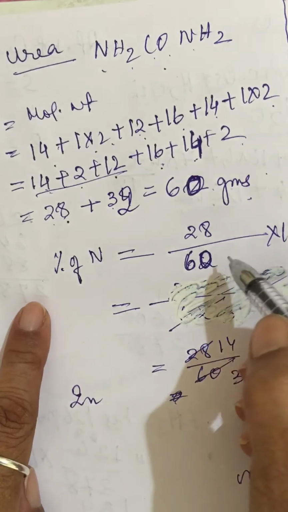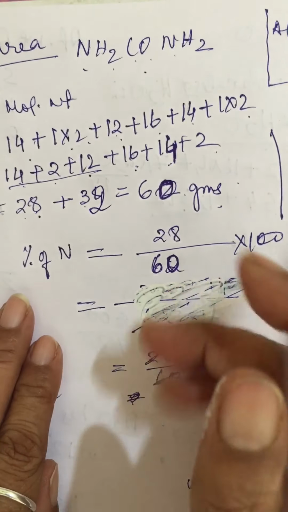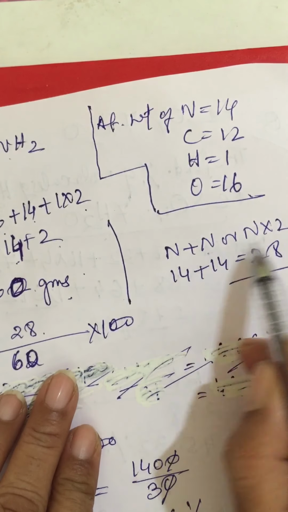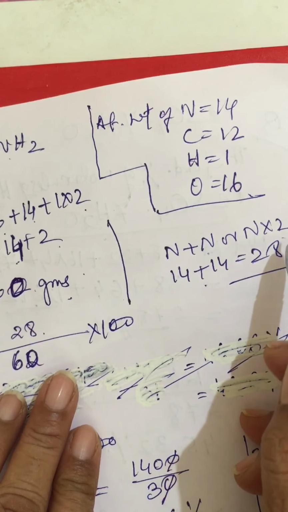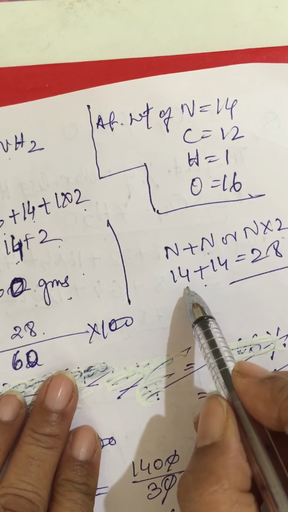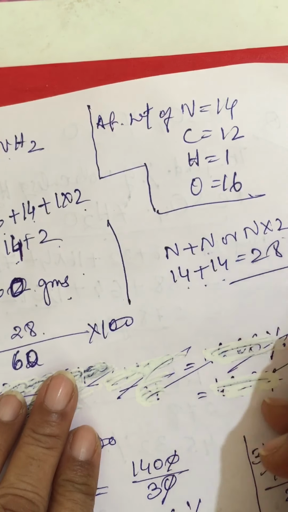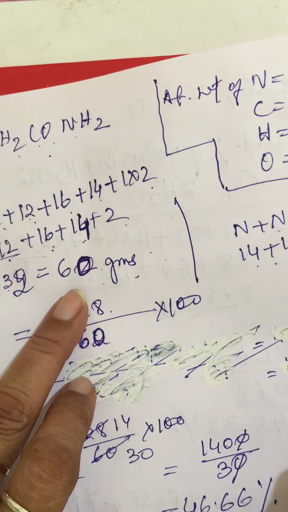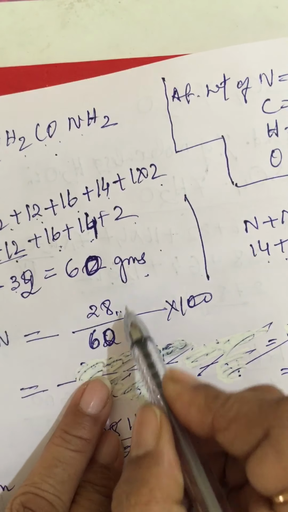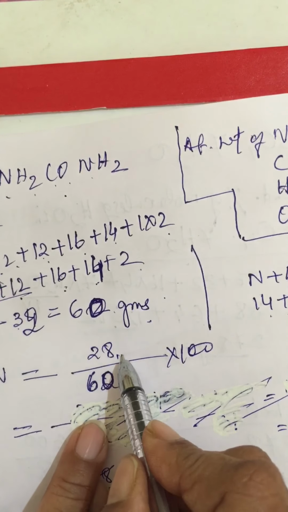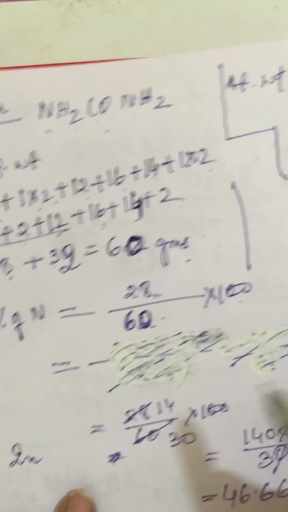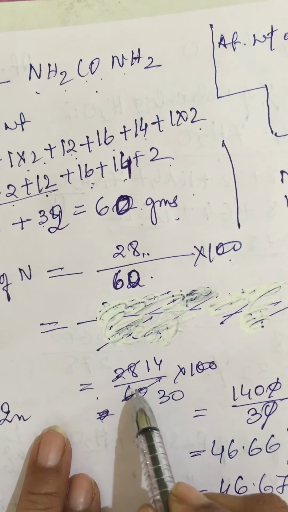So therefore, if we want to follow the formula for percentage, we can write 28 grams. Why 28 grams? Here you see nitrogen. How many nitrogens are present? 2 nitrogens are present. So you can do 14 plus 14 or 14 into 2. So 28 grams of nitrogen present in 60 grams of urea. So you write 28, this is the weight of element in one molecule by molecular weight in grams of the compound into 100, and you get here what?